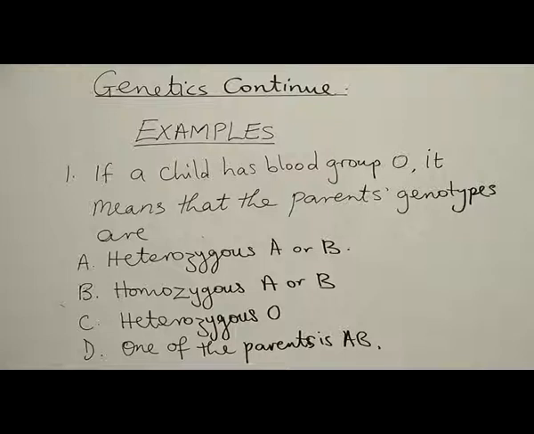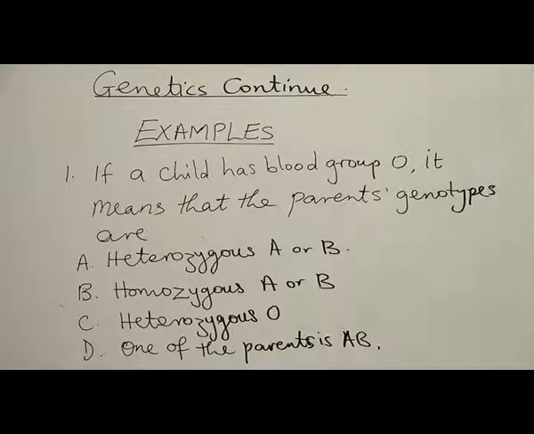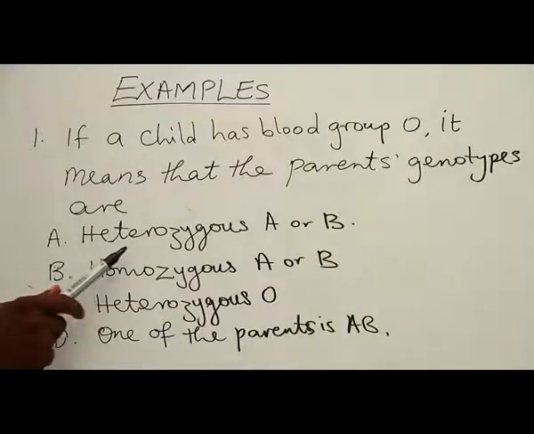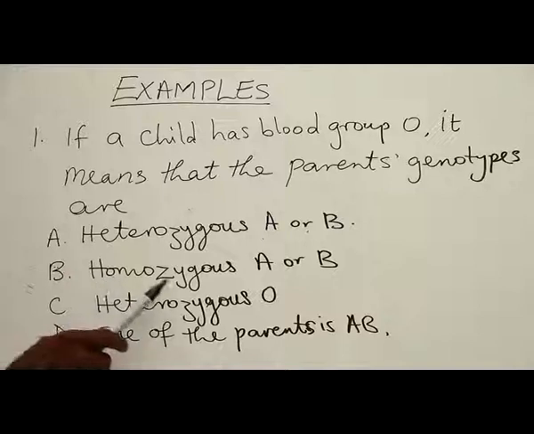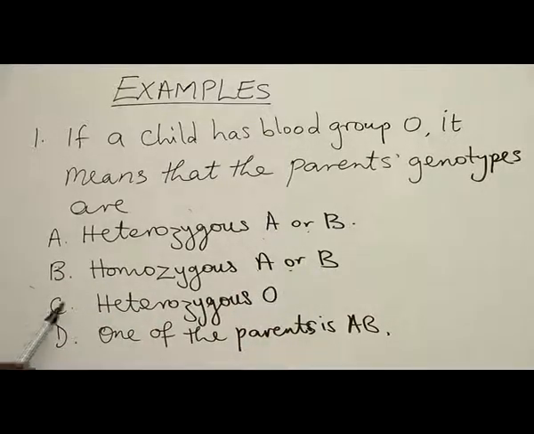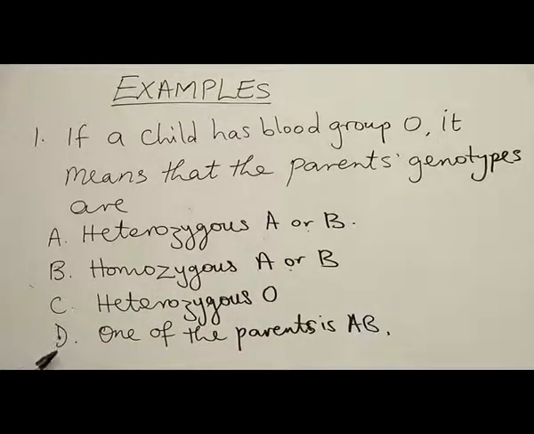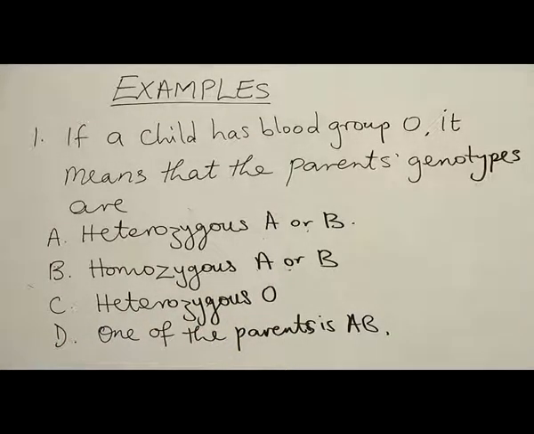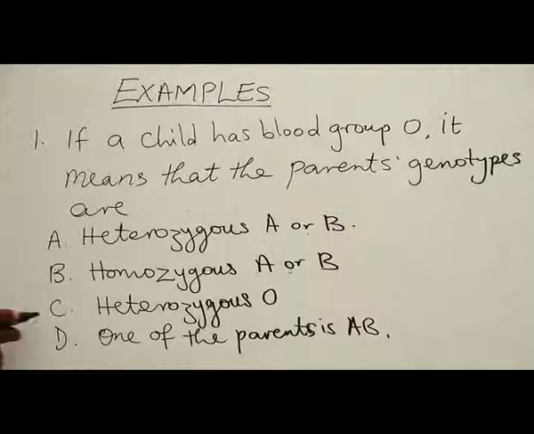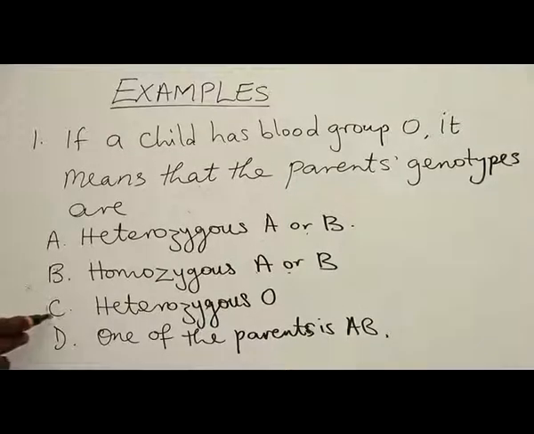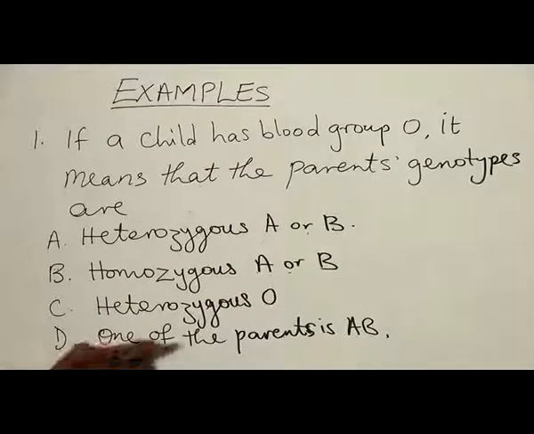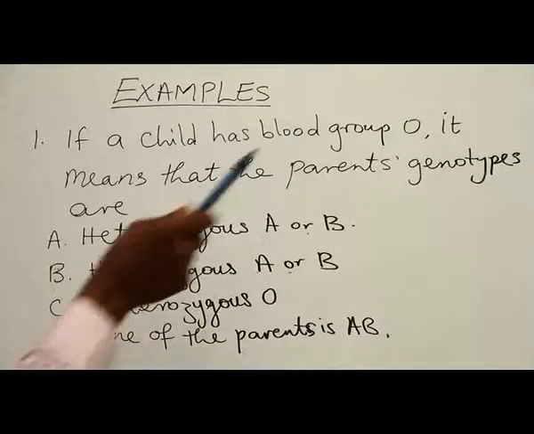Question 1. If a child has blood group O, it means that the parent genotypes are: A, heterozygous A or B; B, homozygous A or B; C, heterozygous O; D, one of the parents is AB. Now, it's easy to knock out two. There is no heterozygote O because the O gene is recessive. So C is out. And if one of them is AB, there is no way the child will be O.